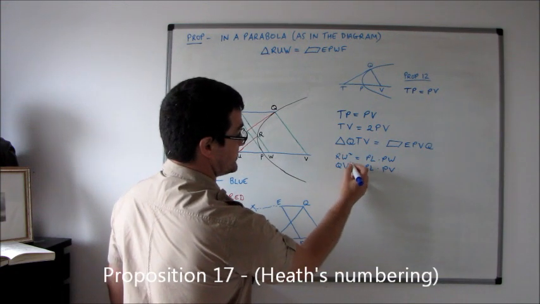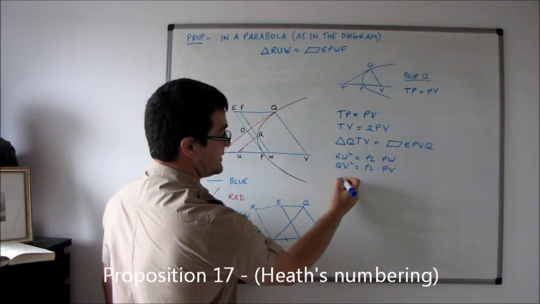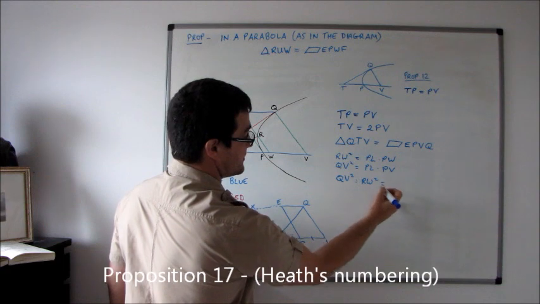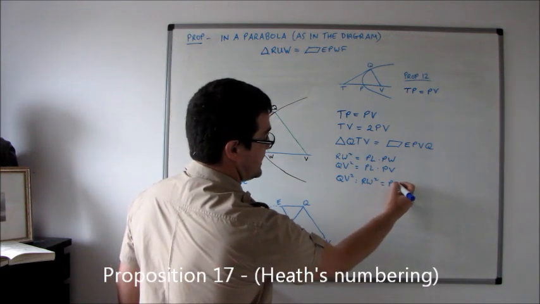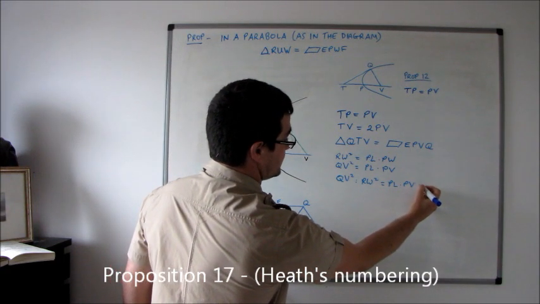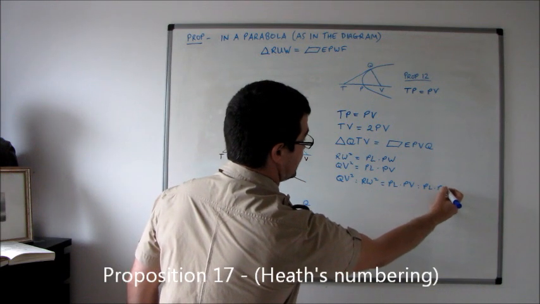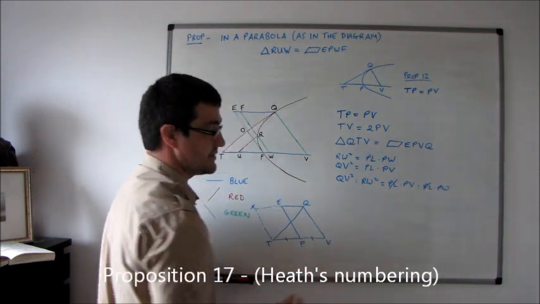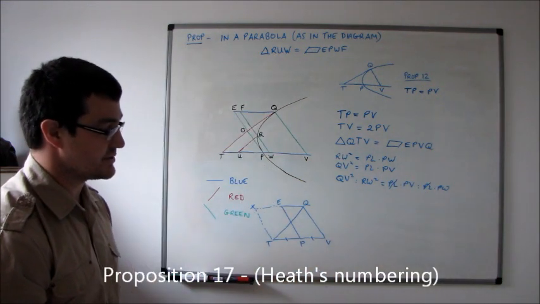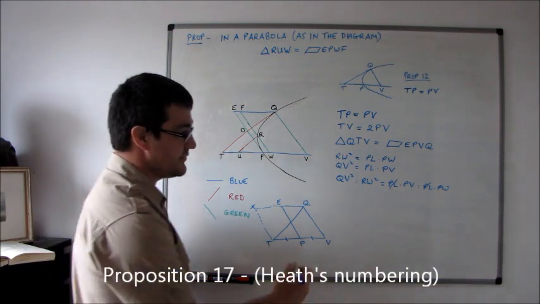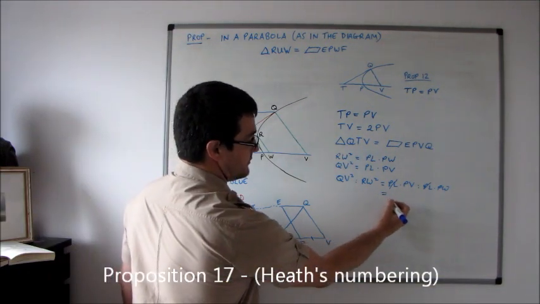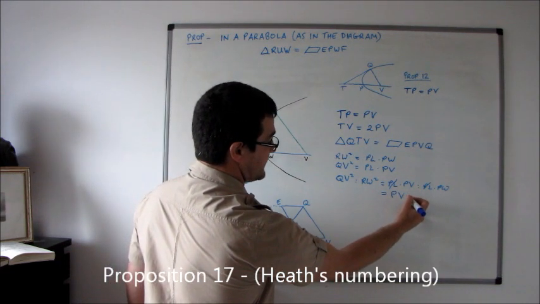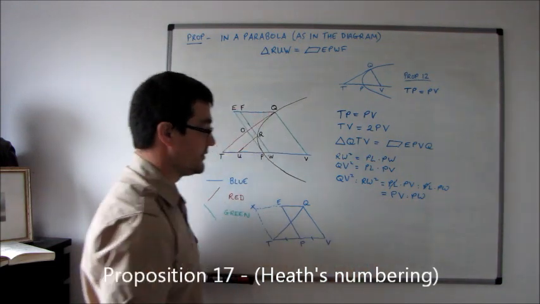Oh sorry, that should be QV squared. So the ratio of QV squared to RW squared is equal to the ratio of PL times PV to PL times PW. So the PLs will cancel, so this is one of Euclid's propositions, book 5 most probably. So the ratio of QV squared to RW squared is PV to PW.